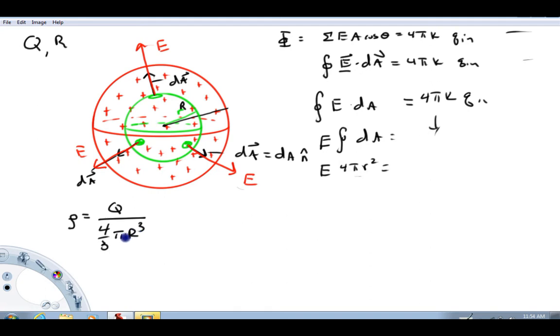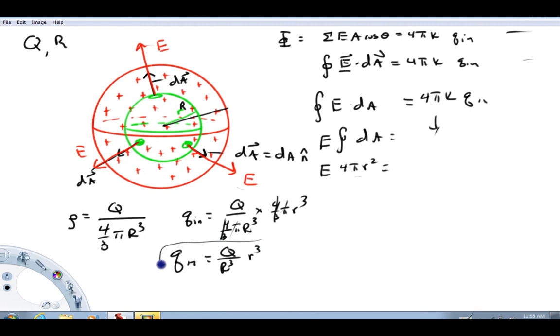Important note, big R, because this charge Q is spread out over all of this. Oops. Total, we need the total radius. Okay. The charge inside of our surface we can get by taking the charge density, Q over 4/3 pi big R cubed, and multiplying it by the volume of our Gaussian surface, which is 4/3 pi little r cubed. So the charge inside the surface, the 4/3 goes away, the pi's go away. We end up with Q over big R cubed times little r cubed.